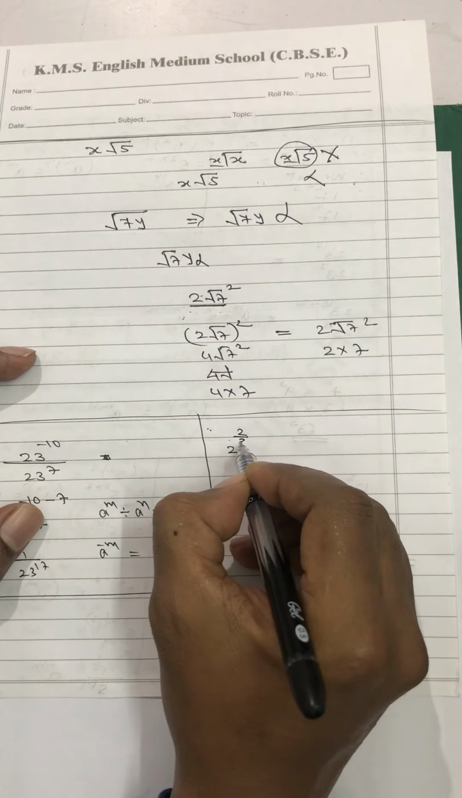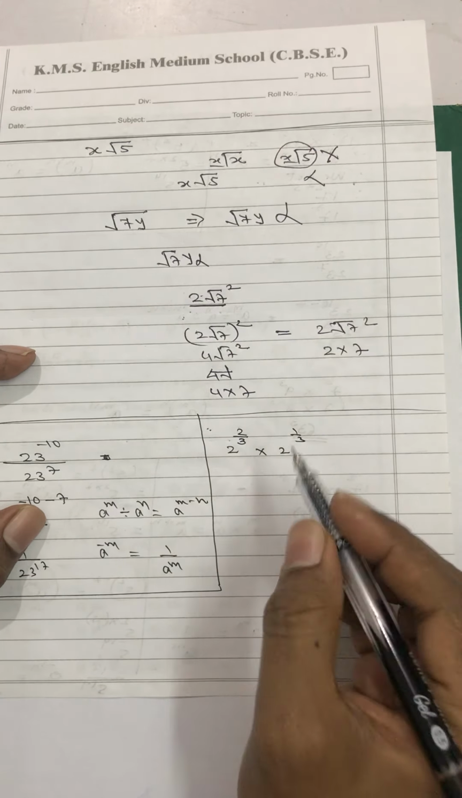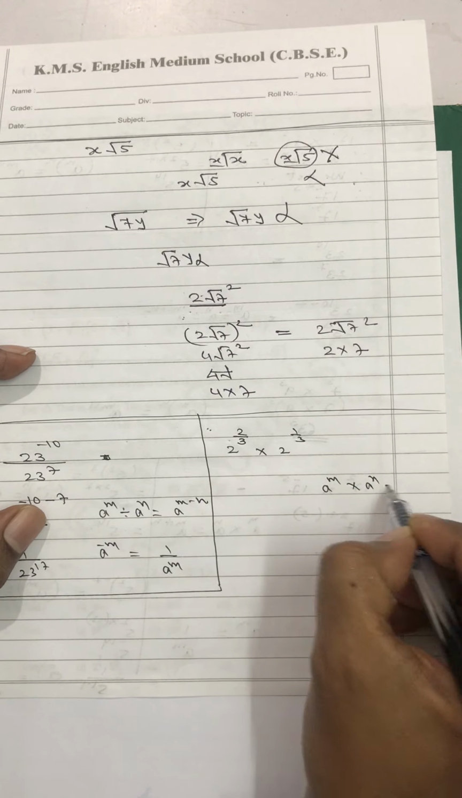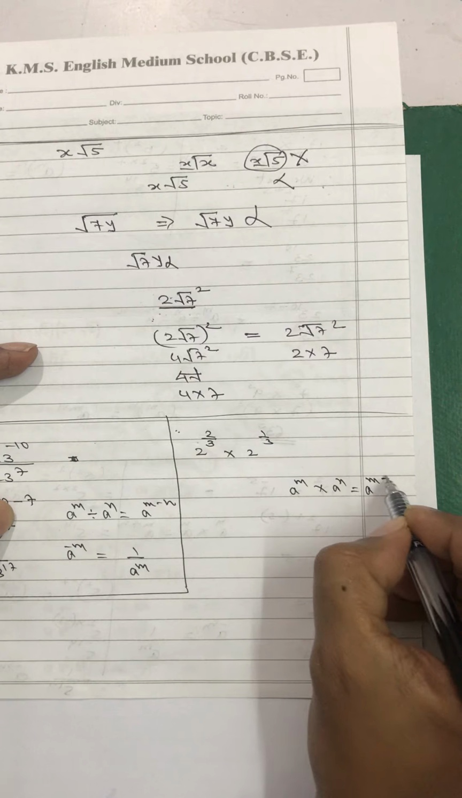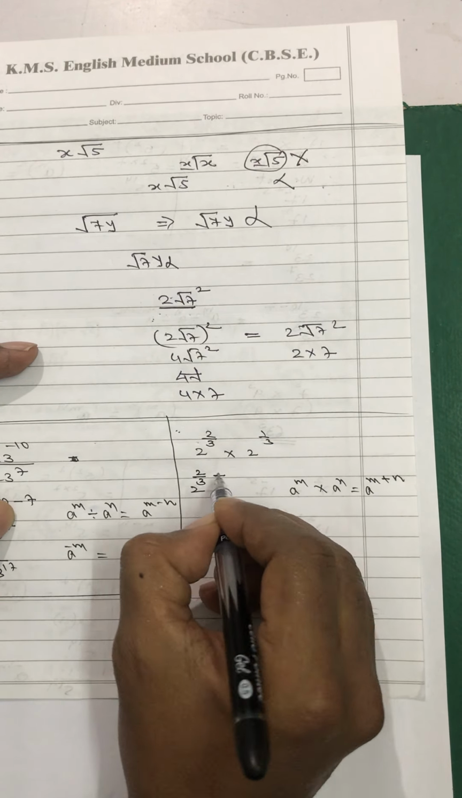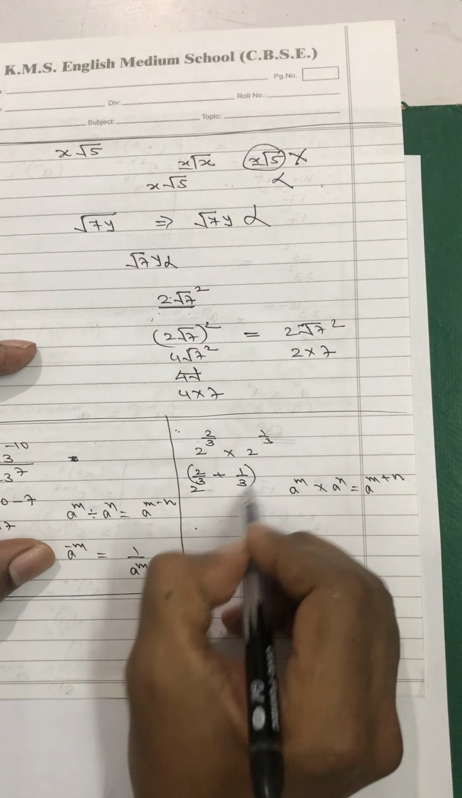2 raised to the power of 2 upon 3 into 2 raised to the power of 1 upon 3. Here again I will apply the same rule. a raised to the power of m into a raised to the power of n is going to be equal to a raised to the power of m plus n. So this will become 2 raised to the power of 2 upon 3 plus 1 upon 3. So now I have to solve this part.